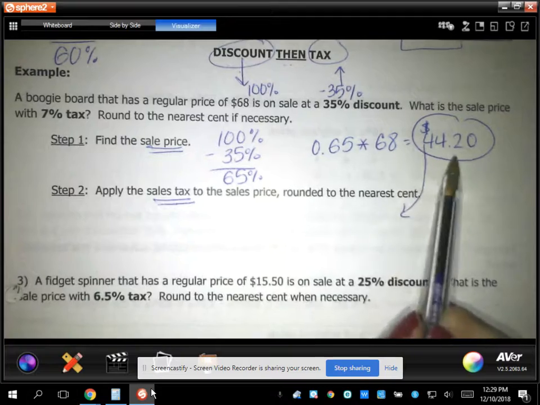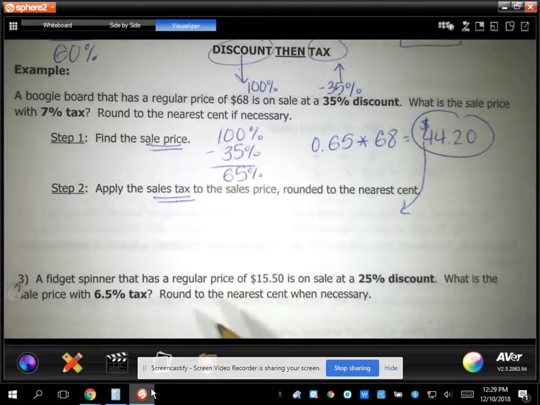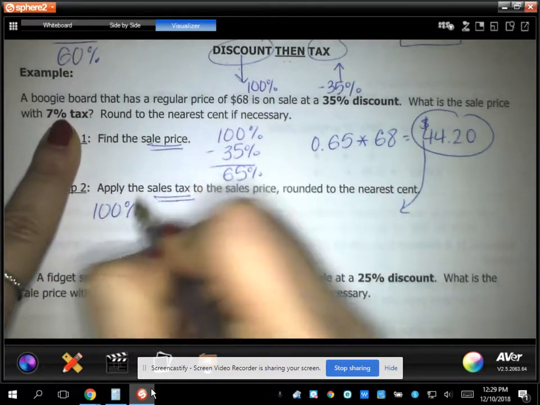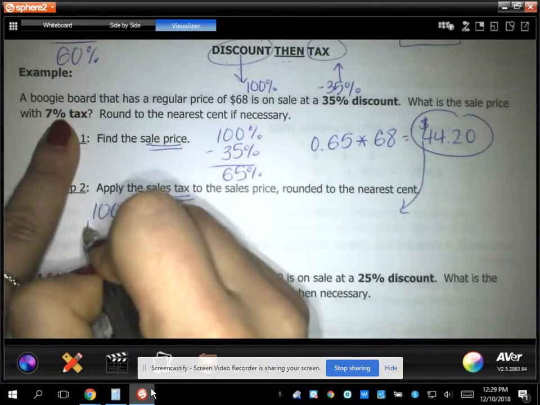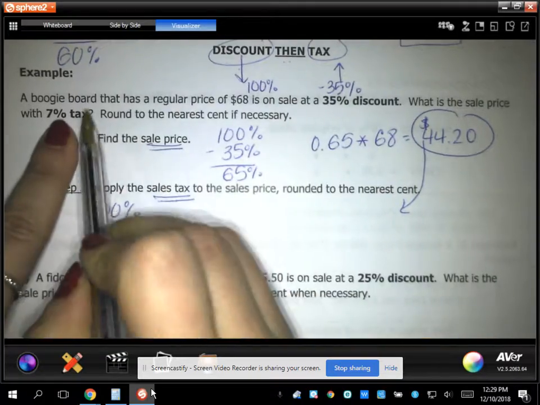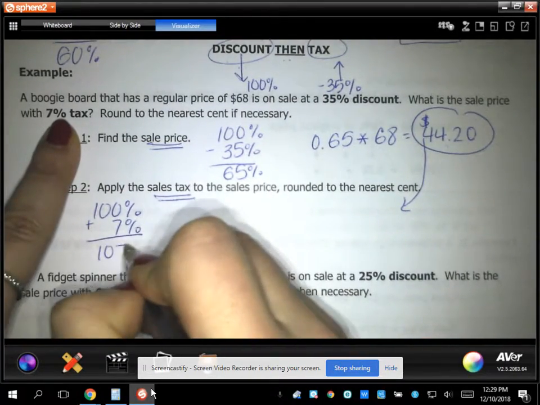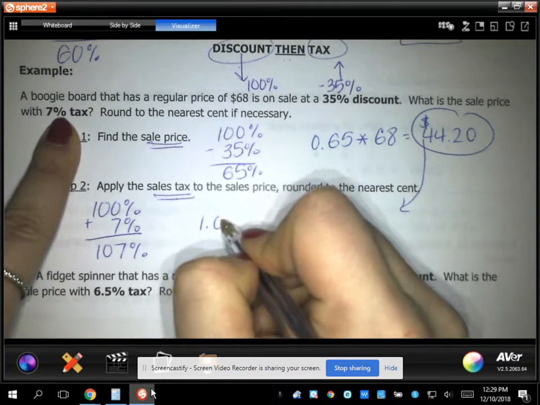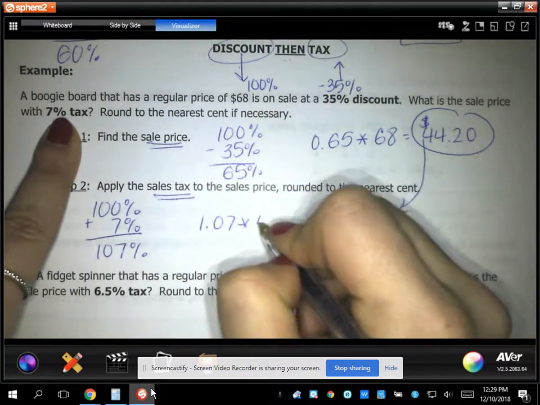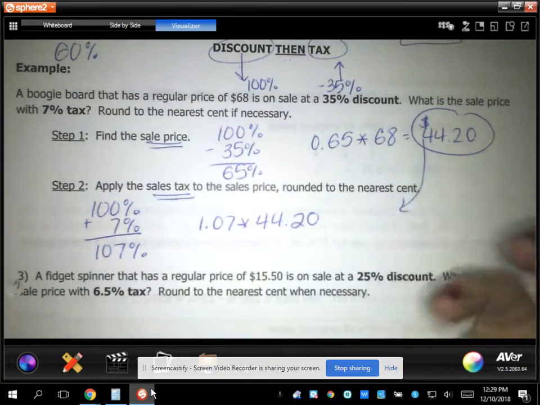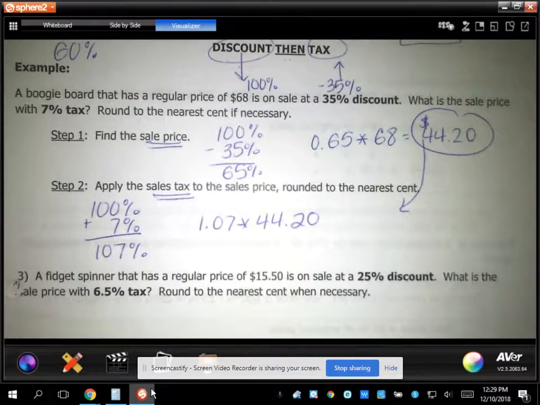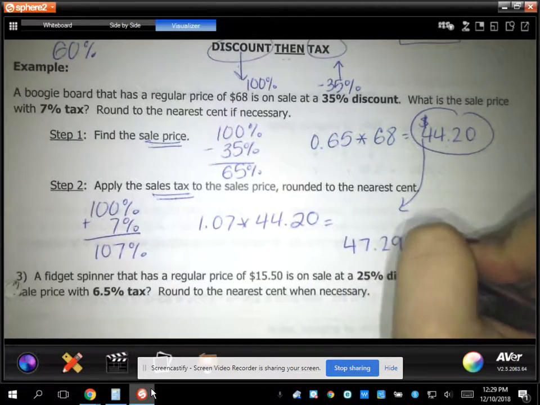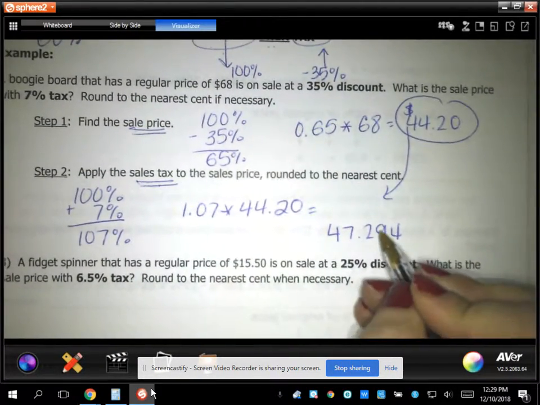Now, bring this sales price down to the register. Sales tax means the price is going to go up a little bit. So sales tax is 7%. I'm going to have to pay 100% of the sales price and 7% extra for tax, which means I'm now paying 107% of the sales price, which is 1.07 times 44.20. 1.07 times 44.20 is 47.294.